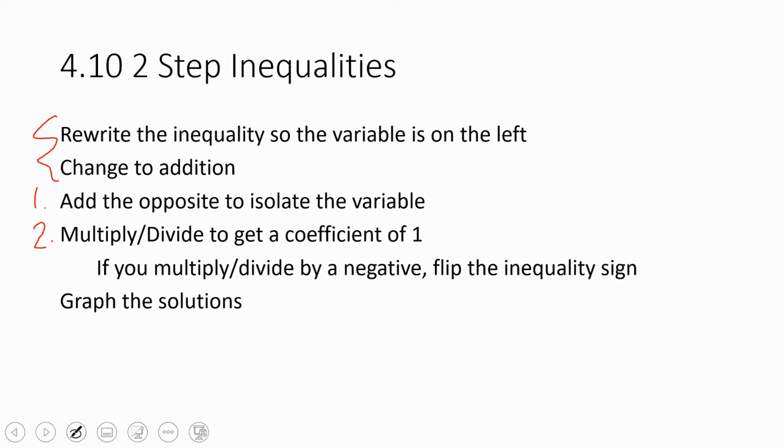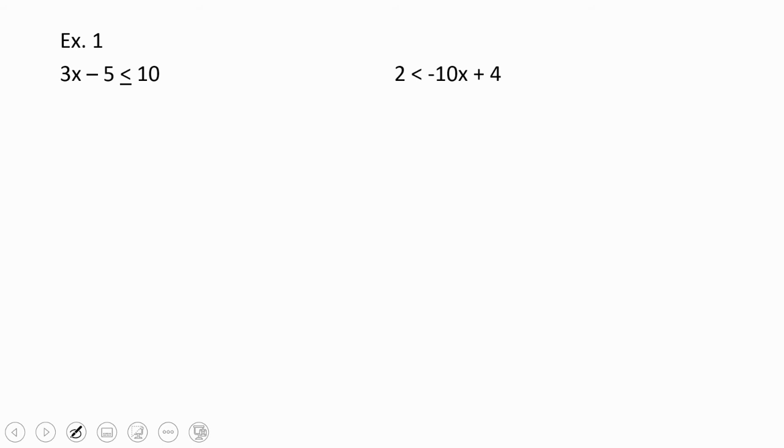Okay, so step 1 will always be add the opposite to isolate the variable, or get the variable by itself, and then step 2 will be to multiply or divide to get a coefficient of 1. Now remember, if you multiply or divide by a negative, you have to flip your inequality sign. And then last thing you have to do is graph your solutions. All right, so example 1.